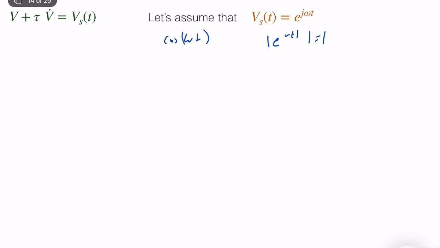And I can talk about this later. Okay, so it's a fictitious signal. I'm just replacing cosine with a fictitious periodic input, but that's complex, okay? And this is a great test signal for analyzing linear circuits and linear dynamical systems in general. Okay, so let's try to analyze it.